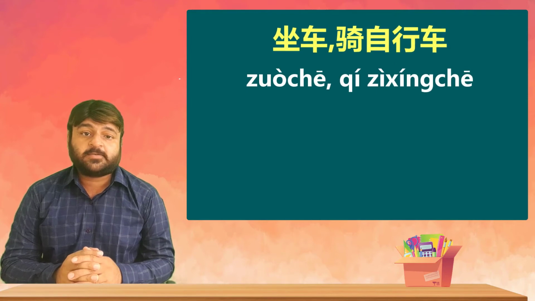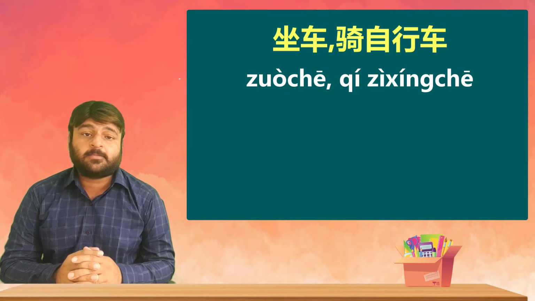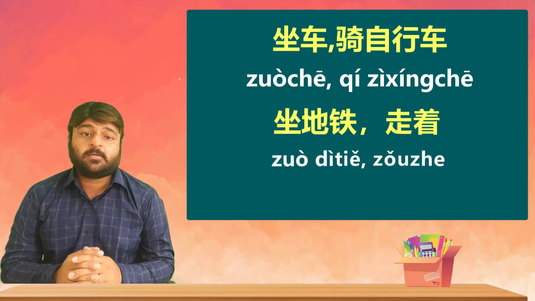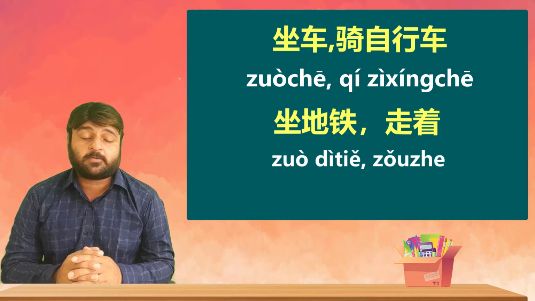坐车, sitting in a car. 骑自行车, riding a bicycle. Moving on to the second set of two words. 坐地铁. Ditie is a subway or tram or metro, sitting in a metro. 走路, zou is to walk, and lu, road, walking. Did she come by tram? She did not come by tram, she came walking.